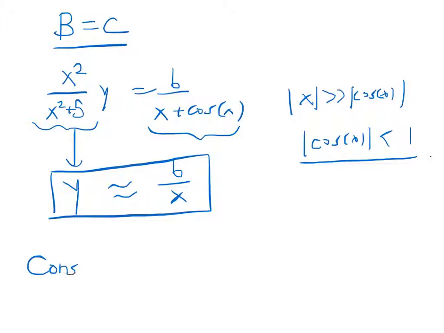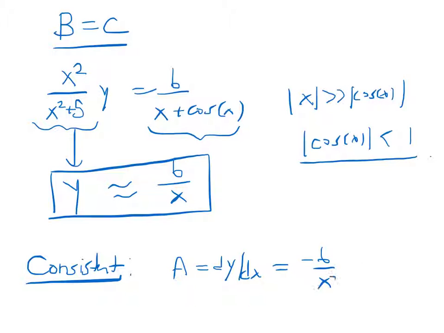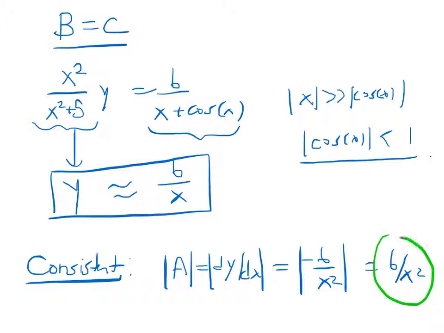So we have to check consistency to make sure that this is okay. And for that, we simply need to make sure that the term a, which is dy dx, is smaller than the terms that we've kept, either of these other two terms in the equation. But if y is 6 over x, then dy dx is minus 6 over x squared. And if we take absolute values, then that's just 6 over x squared. And the fact is that 6 over x squared is smaller than 6 over x when x is large. And so this term is smaller than this term, and so this balance is consistent.